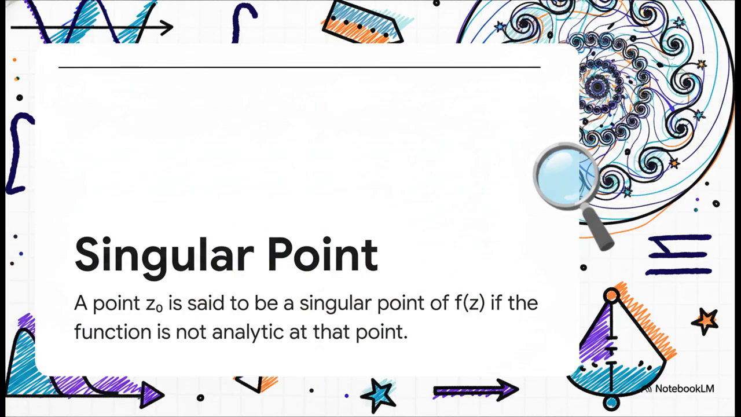First up, a singular point. So, imagine most functions are like smooth, predictable paths. A singular point is a trouble spot on that path. It's a gap, a sharp corner, a place where the value just goes wild and shoots off to infinity. It's where the normal rules just break down.